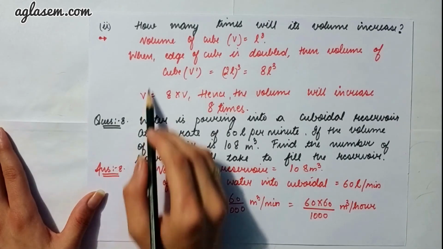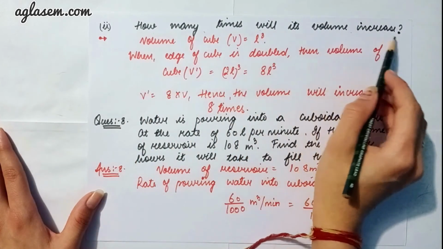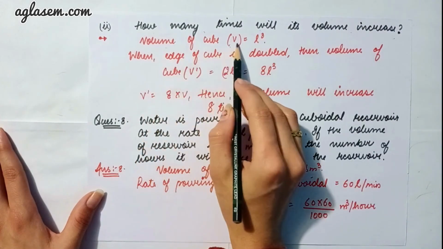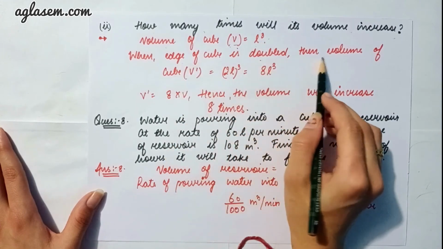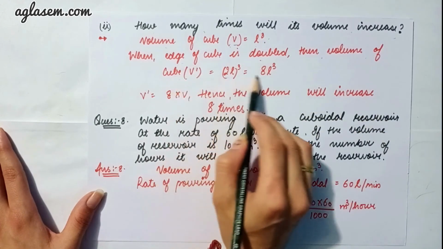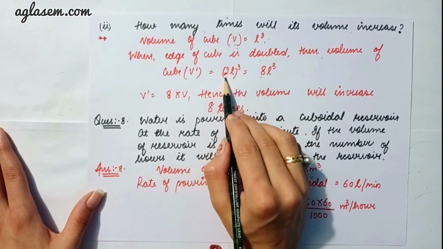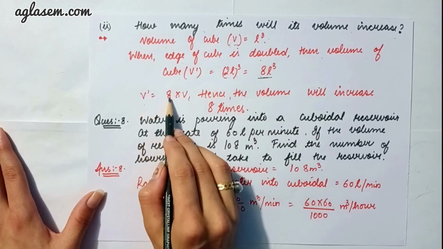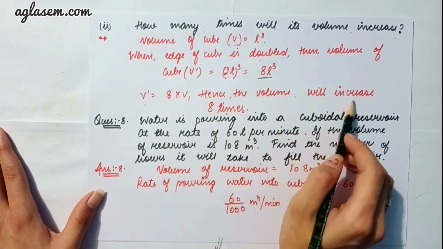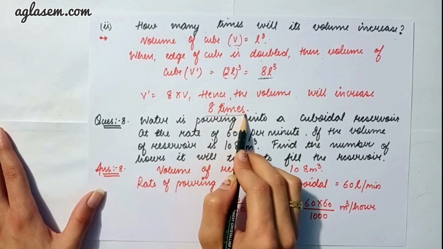Moving to the second part, which says how many times will its volume increase. So the volume of the cube, that is V, is equal to L cube. When the edge of the cube is doubled, the volume of the cube will be (2L) whole cube, that will give you 8L cube. So V dash is equal to 8 into V, hence the volume will increase 8 times.